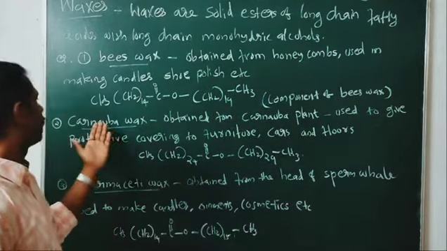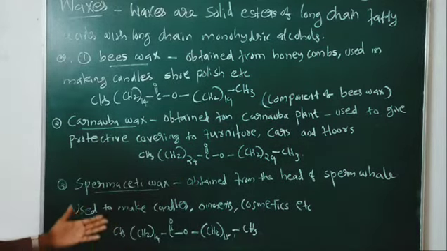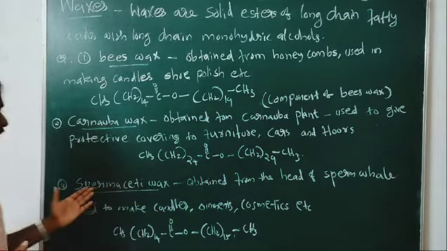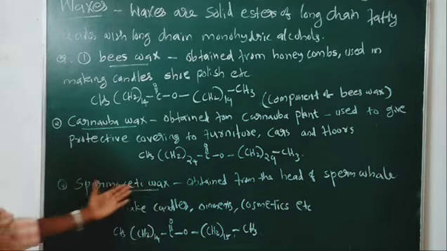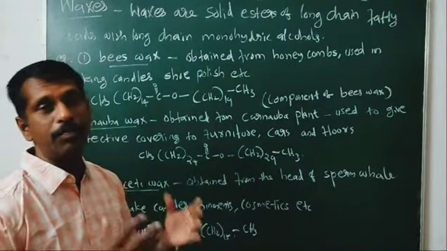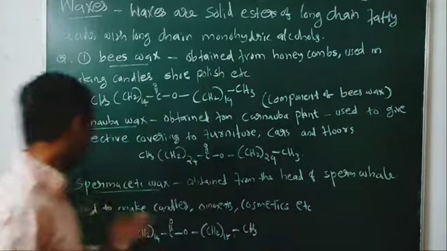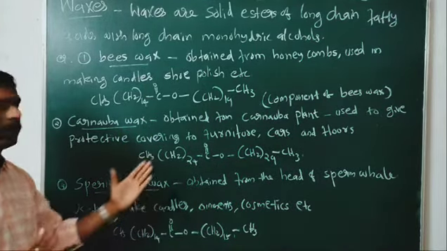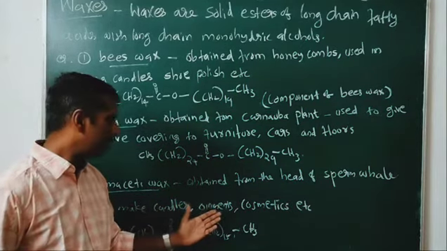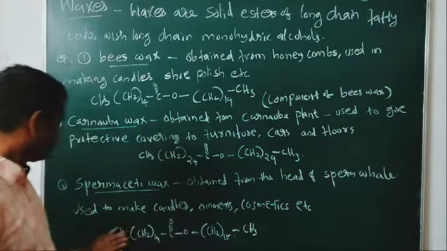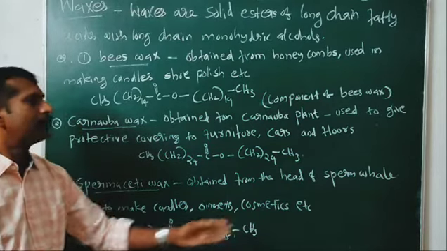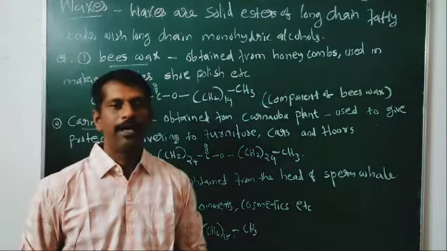For giving a protective covering for furniture, cars or floors, we use carnauba wax. Another example for wax is spermaceti wax. It is obtained from the head of the sperm whale and used to make candles, ointments, cosmetics, etc. Its formula is CH3, CH2 14, COO, CH2 15, CH3. So these are waxes and examples.